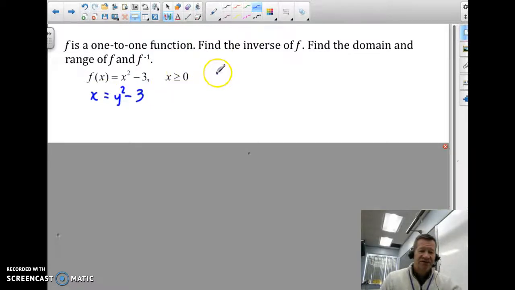Because otherwise this would not be 1 to 1. But if I keep it just so that x is greater than or equal to 0, now it's only the right half of the parabola, and it is 1 to 1. So solving this, I would add 3 to get y squared as x plus 3, and then take the square root of both sides. So I get y equals the square root of x plus 3.